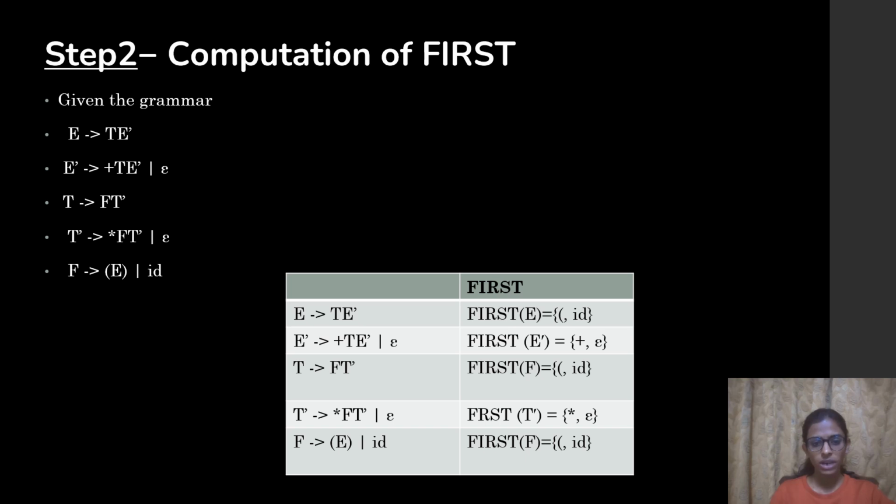Next is T gives FT', where FIRST of F is equal to open bracket, id. So T gives FT', F gives (E) or id, so open bracket and id is the FIRST of F. Next, FIRST of T' is equal to star, epsilon. So T' gives star FT' or epsilon, so we take star and epsilon. F gives (E) or id, so we take open bracket and id. So this is the FIRST of the given grammar.